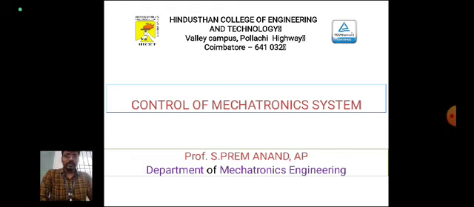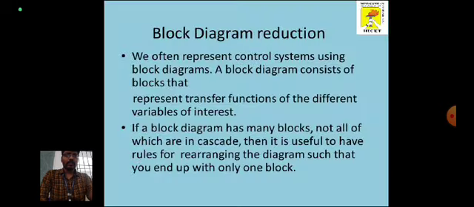Today we would like to see the topic of control system. In control systems we have several topics. Today we will discuss block diagram reduction. So block diagram reduction, basically when you want to solve any transfer function, we have to convert everything with respect to the block diagram mode.